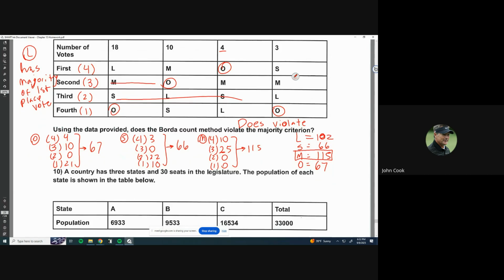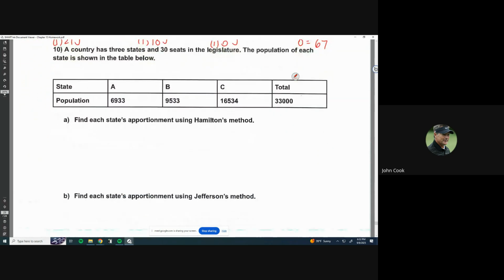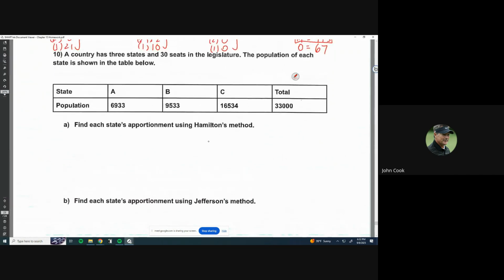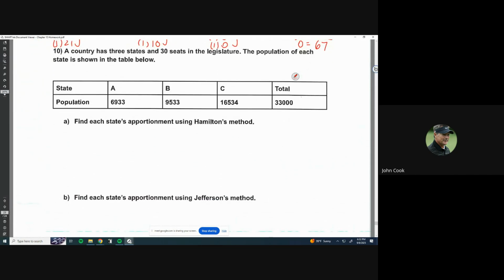We just got through the first 9 problems from the test review, and now we're doing the last one, number 10. So this video will do Hamilton's method and also Jefferson's method.